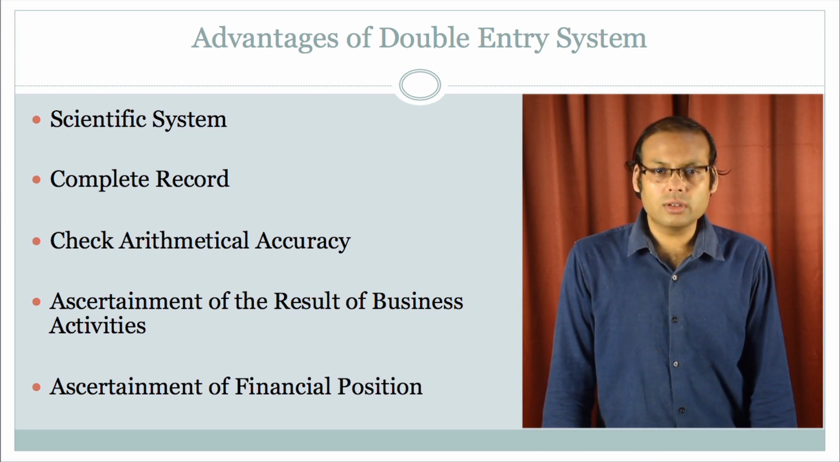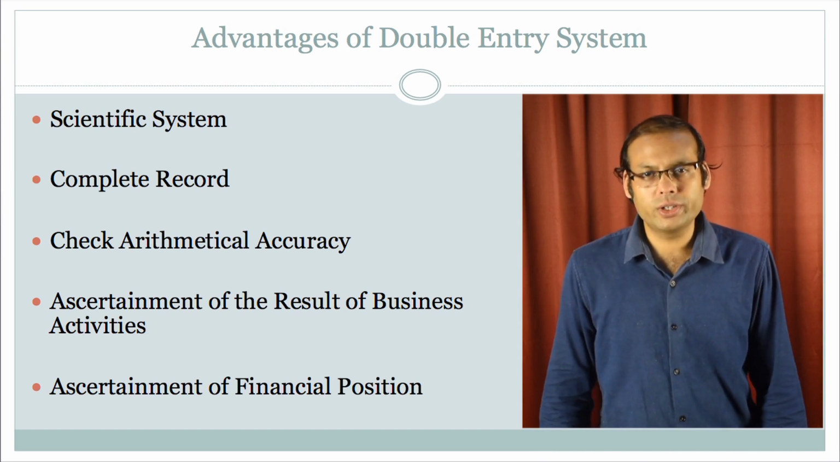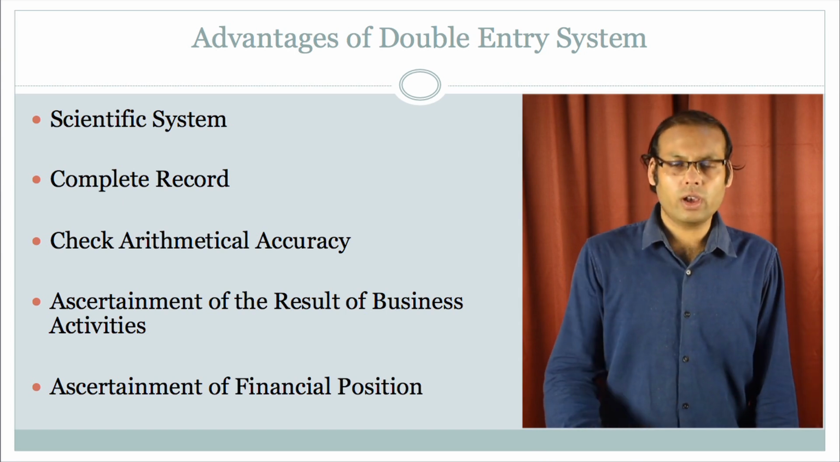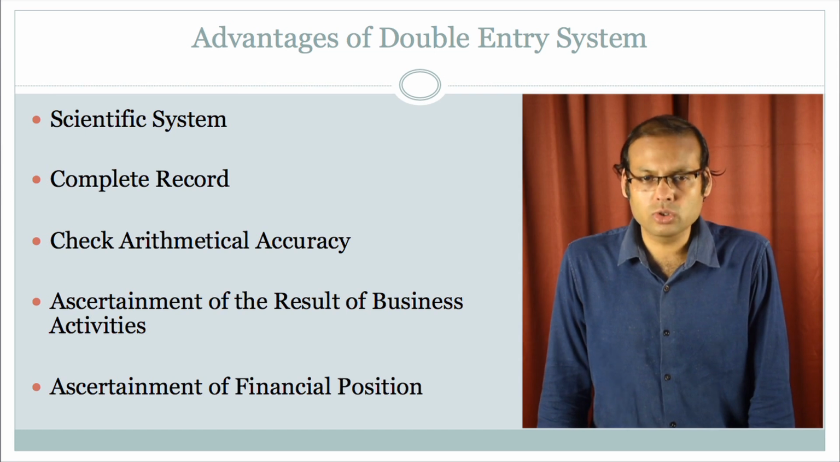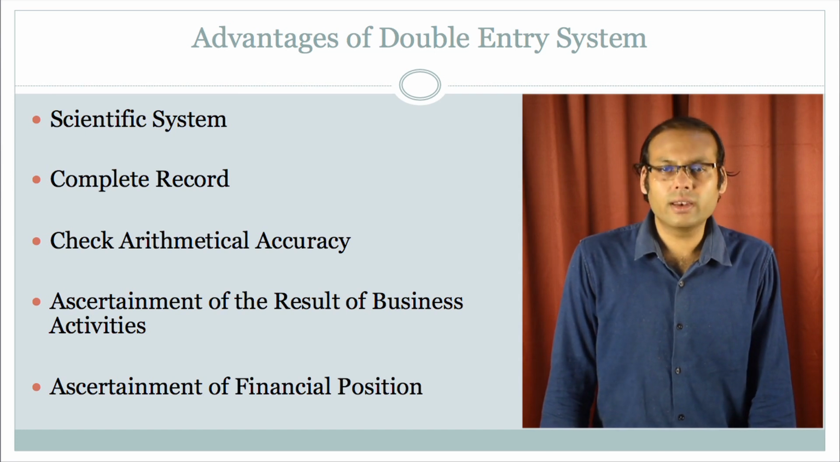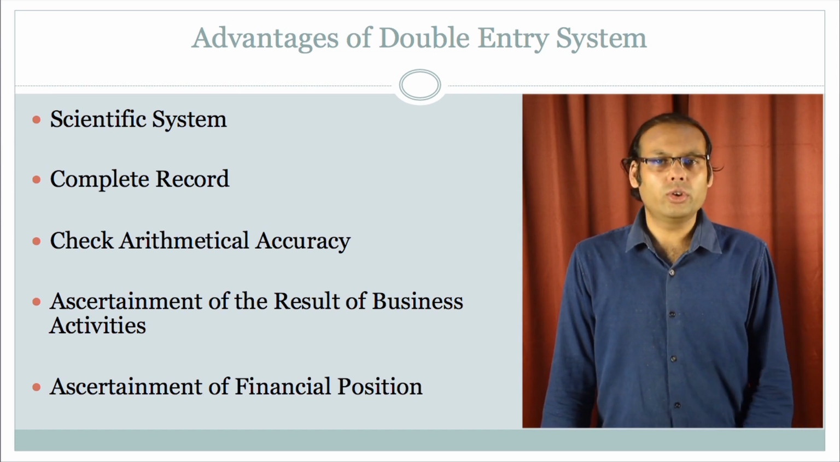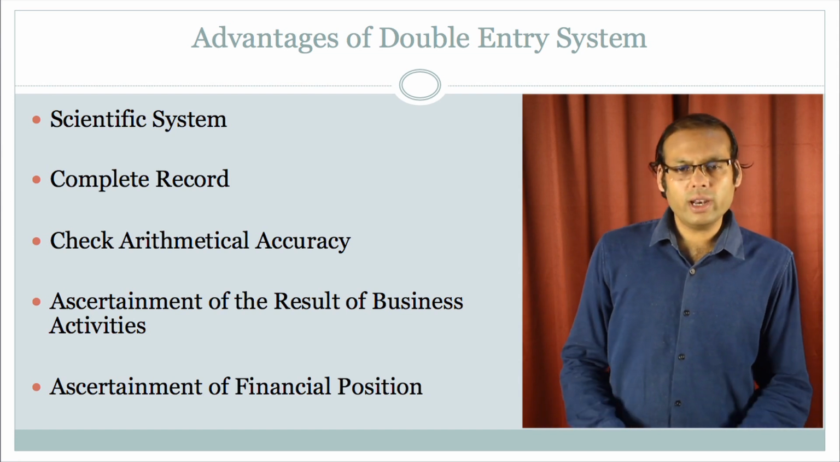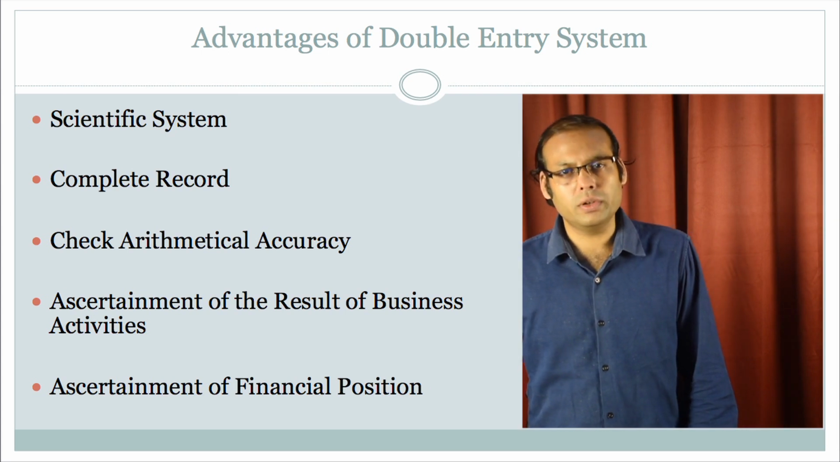So it records the whole transaction. It's a complete record. I have recorded the two aspects, purchase and cash. You have recorded under the double entry system in your books of accounts as sale and cash. So it will check arithmetical accuracy automatically. Then you can ascertain the results of the business activities.